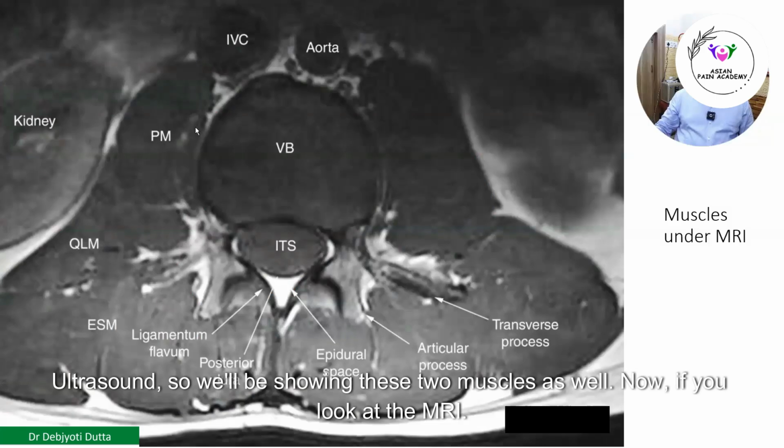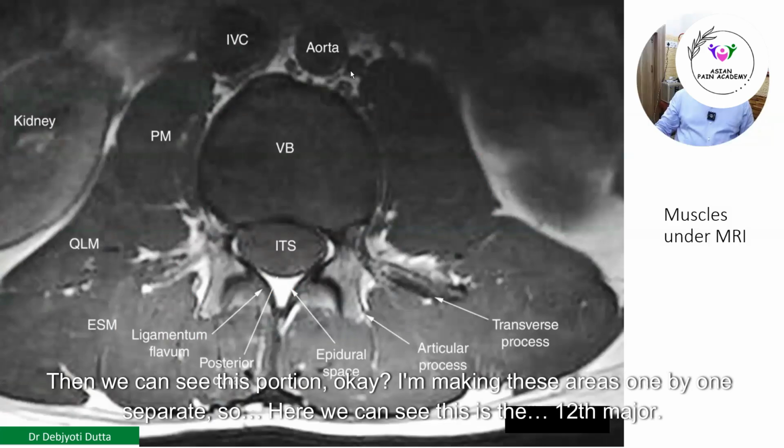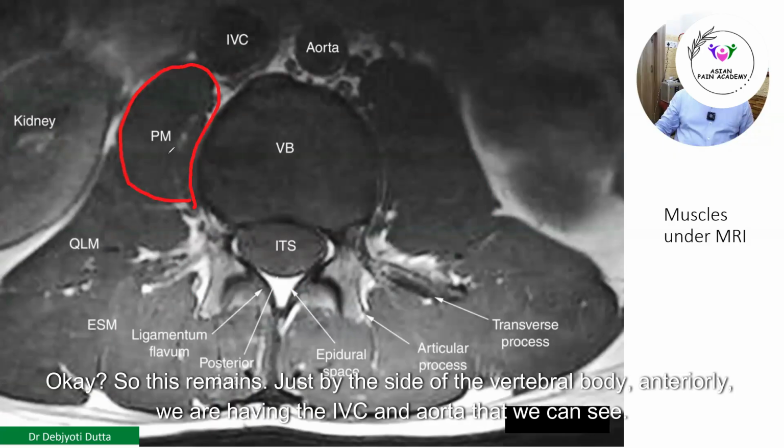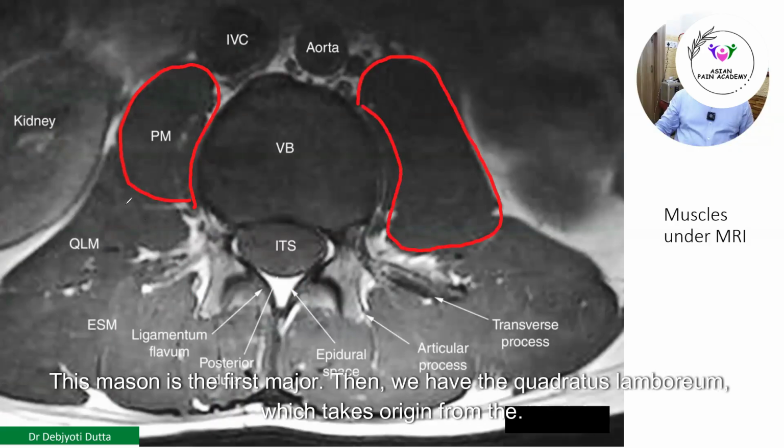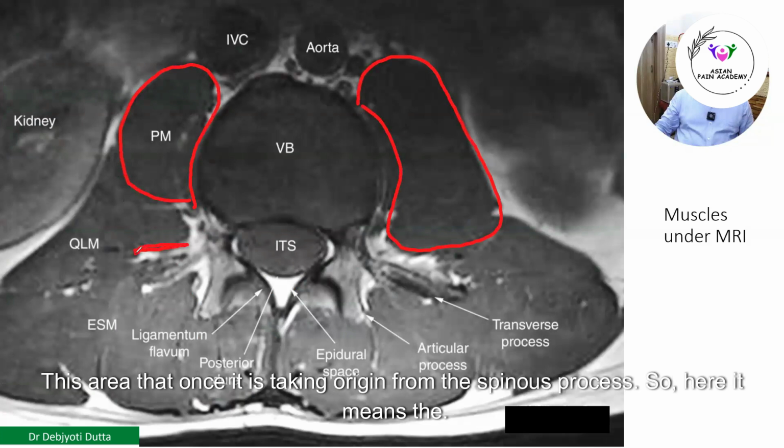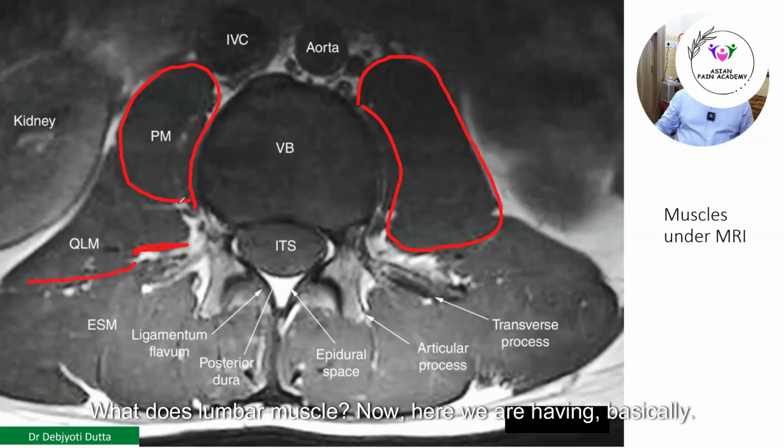Now, if you look at the MRI, then we can see this portion. Okay, I'm making these areas one by one separate. So here we can see this is the psoas major. Okay, so this remains just by the side of the vertebral body. Anteriorly, we are having the IVC and aorta that we can see. So this muscle is the psoas major. Then we have the quadratus lumborum, which takes origin from this area. That means it is taking origin from the spinous process. So here remains the quadratus lumborum muscle.